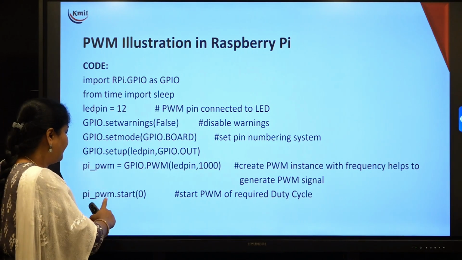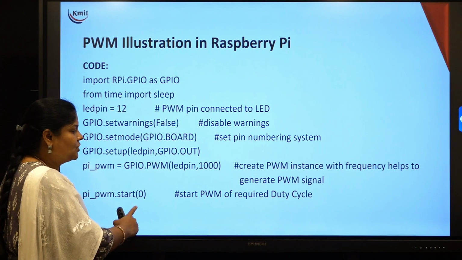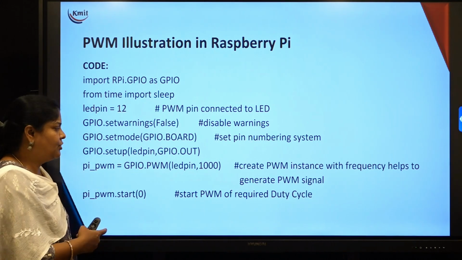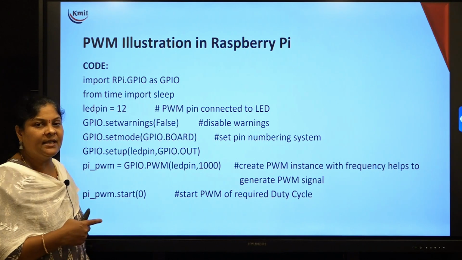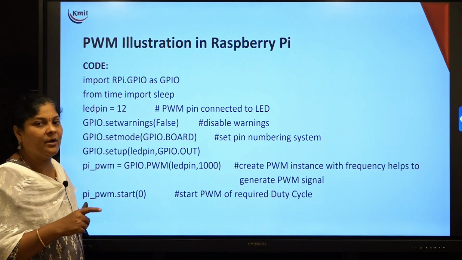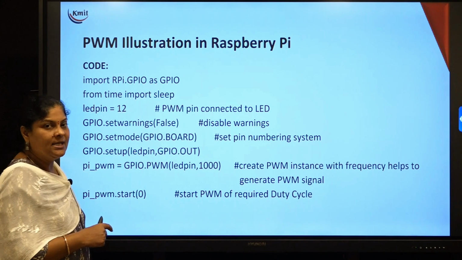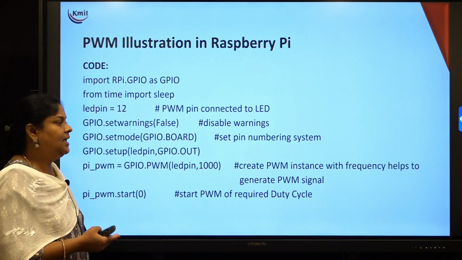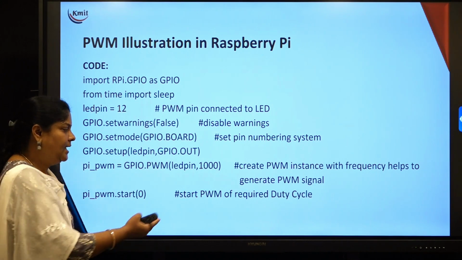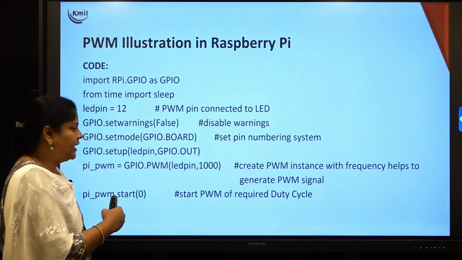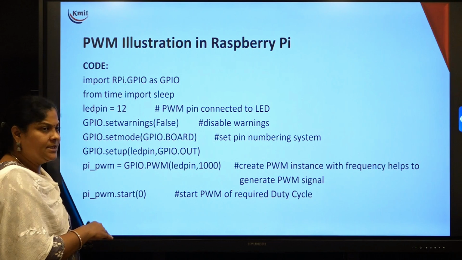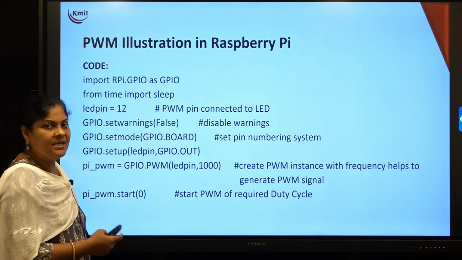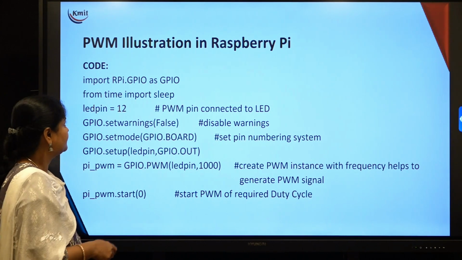And pi-pwm.start. Here the duty cycle of PWM will start. The representation of an analog signal in a square wave is called the duty cycle. So it will be 0 duty cycle, 25% duty cycle, 50%, 100%. This particular topic we have already explored in the previous units. Just to refresh, duty cycle means the square wave.